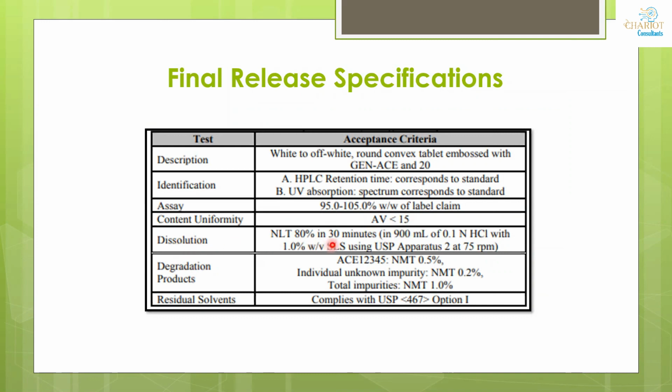Then for your dissolution you have set a specification of not less than 80% in 30 minutes, and you have also put the media, whatever media you are using. Your degradation products: how much impurity should be there, the impurity should not be more than 0.5%. This covers individual unknown impurity, total impurities, residual solvent. So these are your final release specifications, which you will also keep as a control strategy as a part of your product filing.